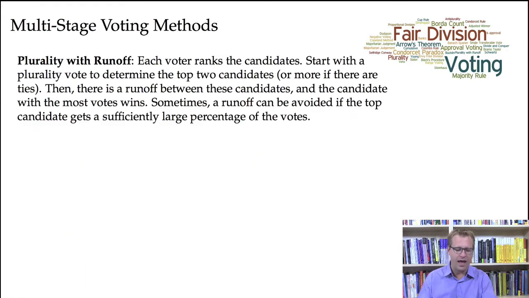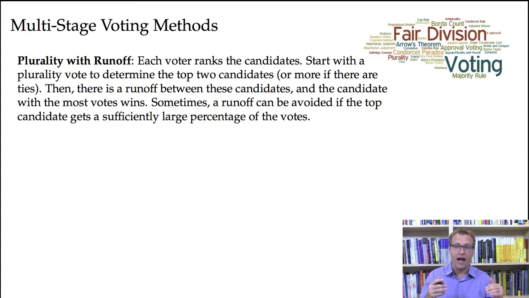And now let's look at multi-stage voting methods. The way I want to think of these multi-stage voting methods is, again, I want the voters to rank the candidates in a linear order from their first place to their last place. But the calculation does not proceed by assigning scores to the candidates. Rather, the winner is determined in stages.